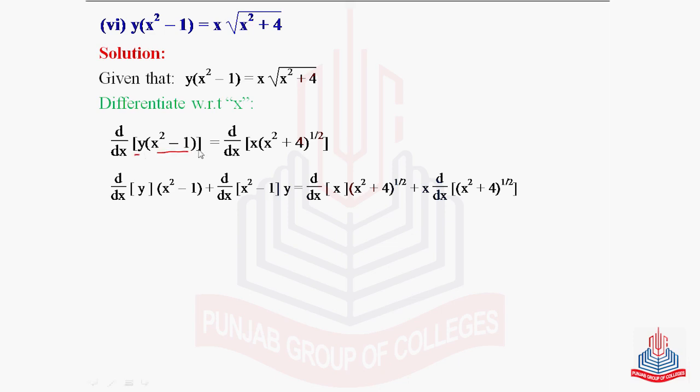So we can use our product theorem, which is derivative will apply on y and x square minus 1 will be as it is, and then derivative will apply on x square minus 1 and y will be as it is. And on right hand side the same process, again here two terms, x and x square plus 4 containing power 1 by 2. So derivative will apply on x and x square plus 4 will be as it is, and x will be as it is, and derivative will apply on x square plus 4 raised to the power 1 by 2.